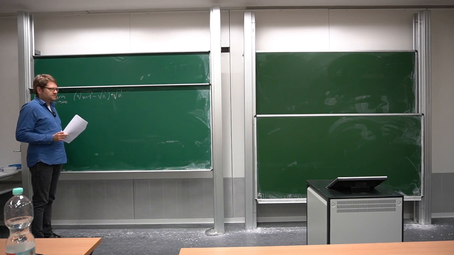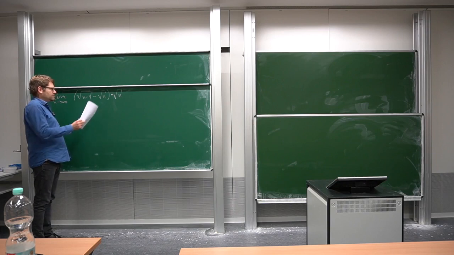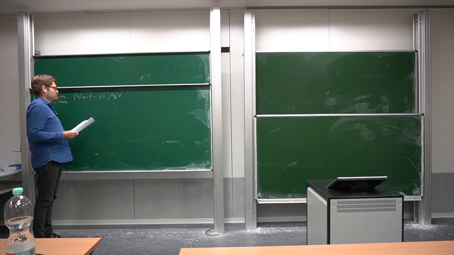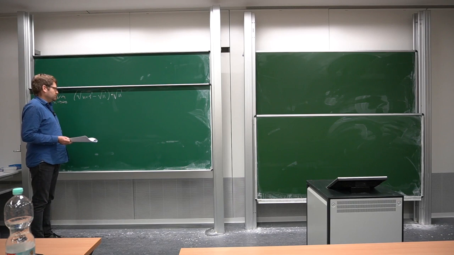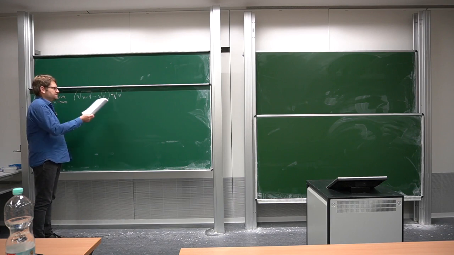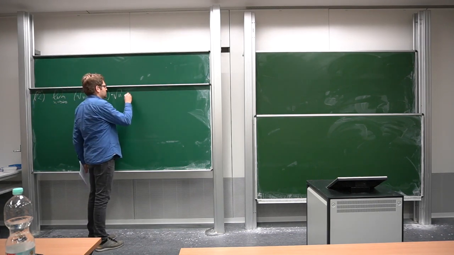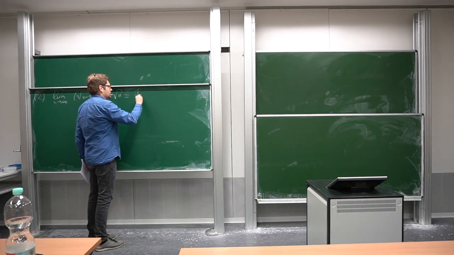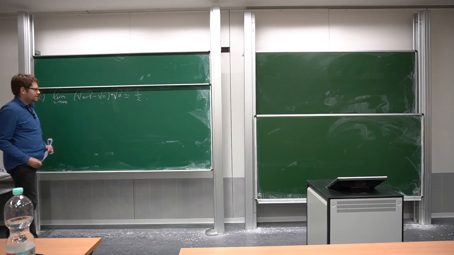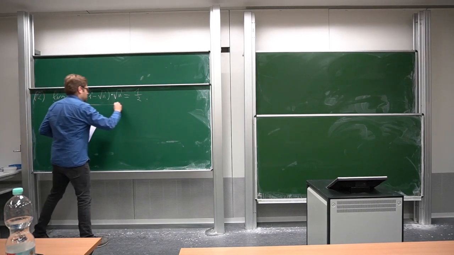Before, I had an example where I had a product of a sequence converging to 0 and an unbounded sequence where the result was unbounded. But here we have an interesting thing, because this thing actually converges and its limit is absolutely non-obvious, namely its limit is 1/2. And this we shall see now.